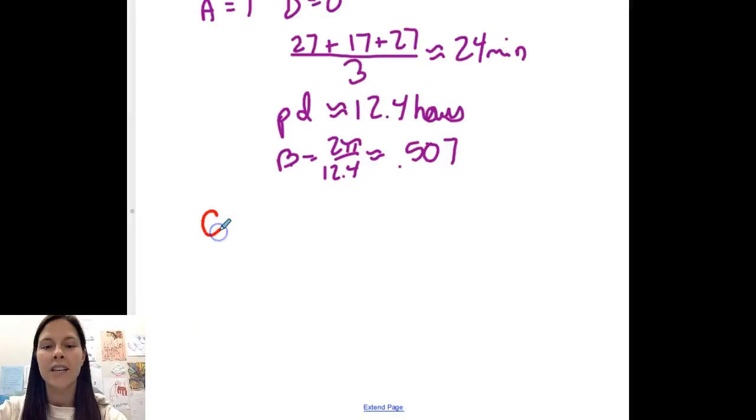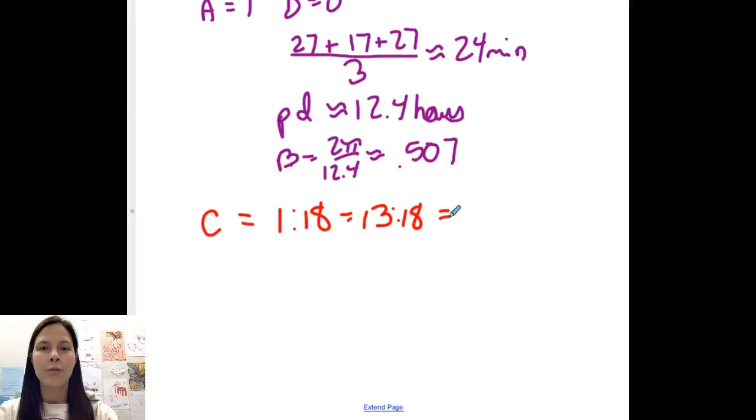We'll have to convert that to military time. We'll need the hours after midnight to get our C value. So 1:18 is 13 hours and 18 minutes. Converting that 18 minutes to hours so we can get all of our time in the same units. Again, we'll take that 18 and divide by 60. And I have 13.3 hours past midnight that our high tide or our maximum occurs.